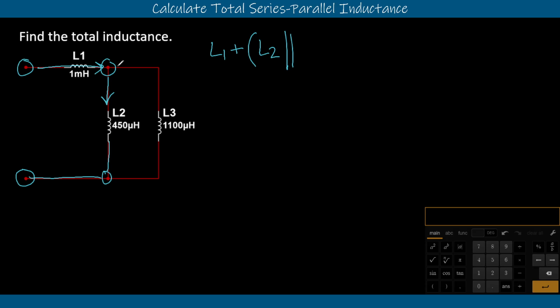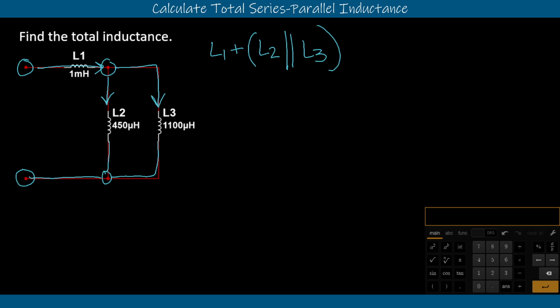We'll go back up to that top node and see where else it leads. It leads down through this other branch, L3, and that also goes back to our final ground location. And so we'll say that L2 is in parallel with L3, and that parallel is in series with L1. So it's really important that we take the parallel of these two before we add L1 to any of them.